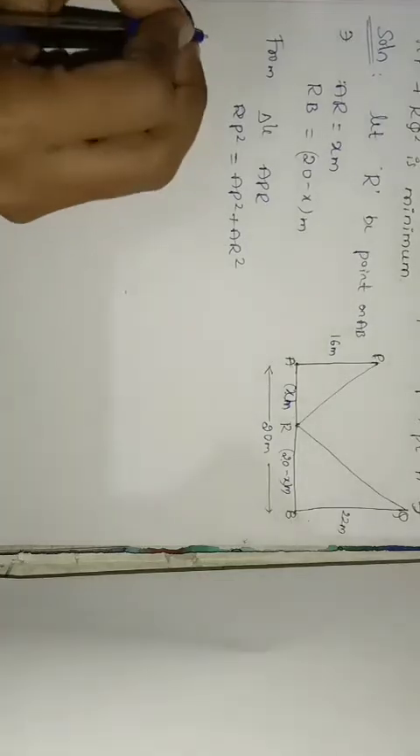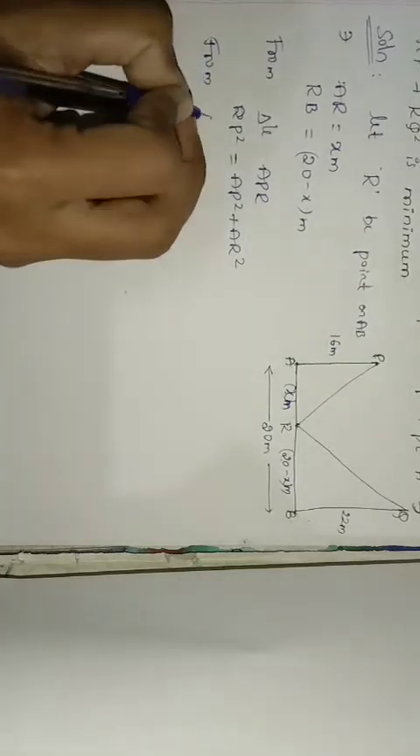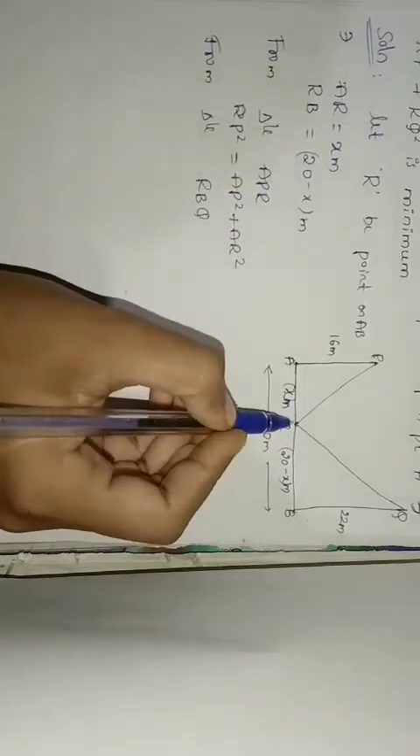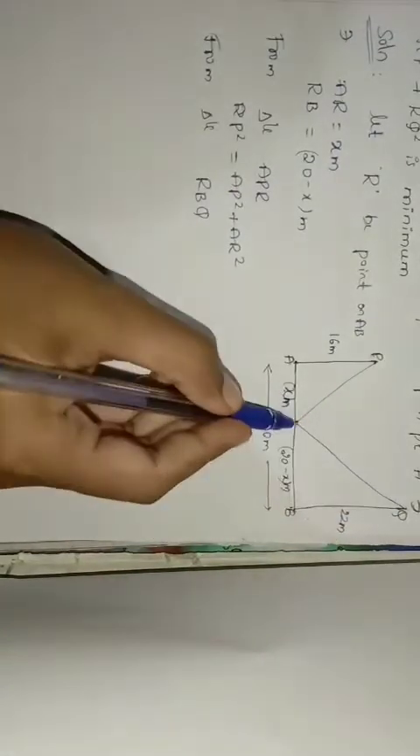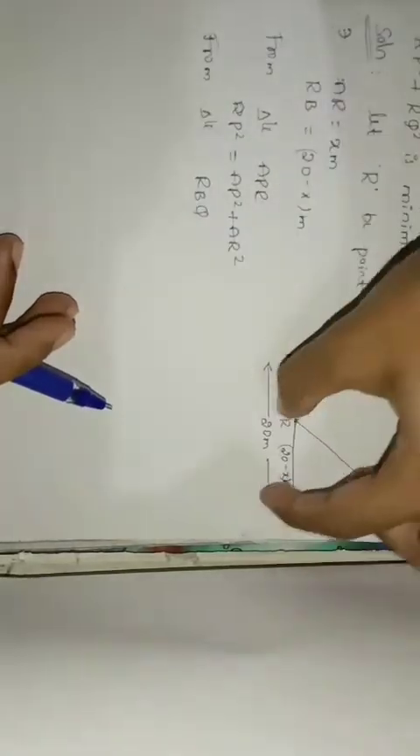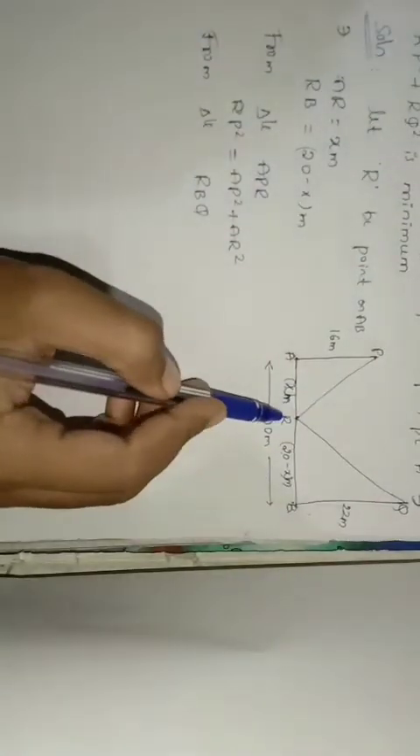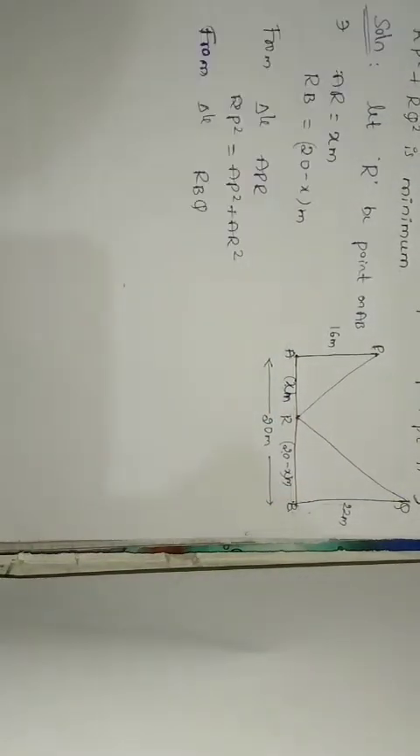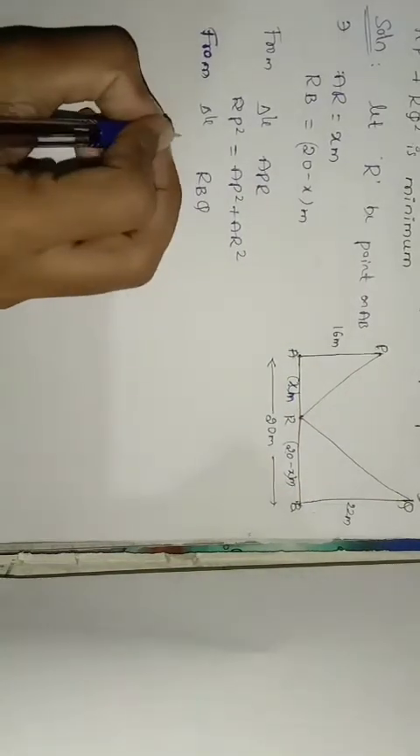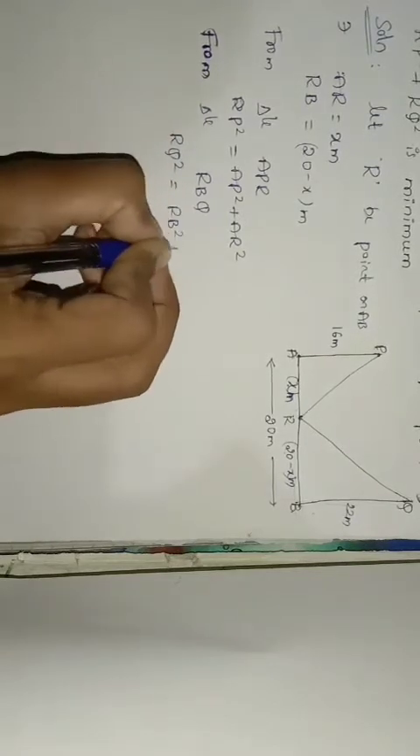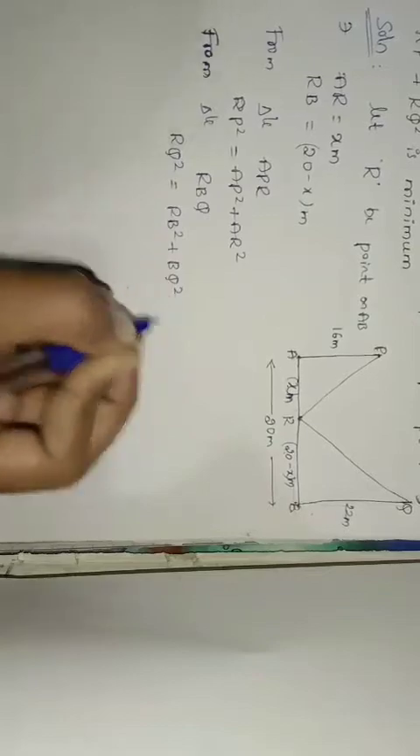So then we have one more triangle. So what is the triangle? That is RBQ. See, this is RBQ. So from this triangle, RQ square is equal to RB square plus BQ square. So RQ square is equal to RB square plus BQ square we have.